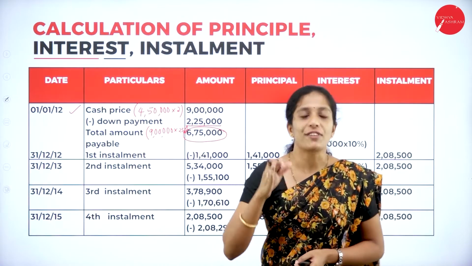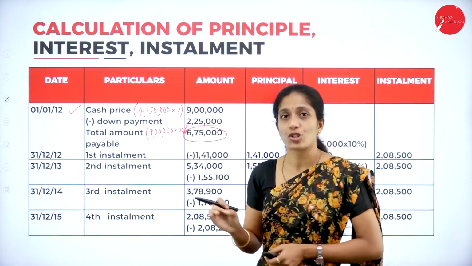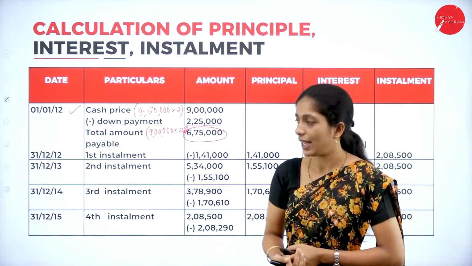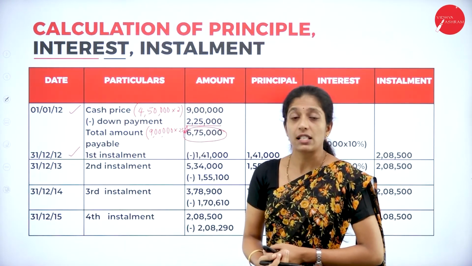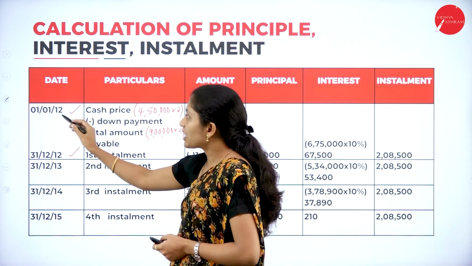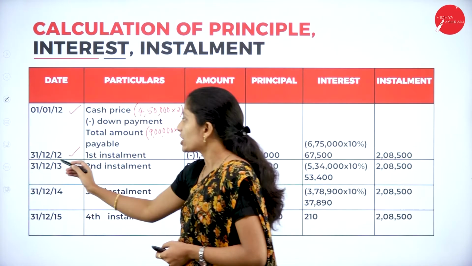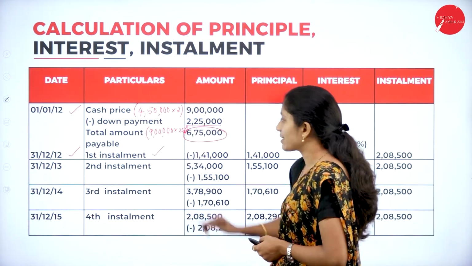Now we shall go through the first installment. This remaining amount, that is 6,75,000, has to be paid in 4 equal installments along with 9% interest. Now go through the end of that particular year. The first installment is paid at the end of that financial year. It is purchased on 1/1/2012, so the end of 2012 is 31/12/2012. We are making the first installment.